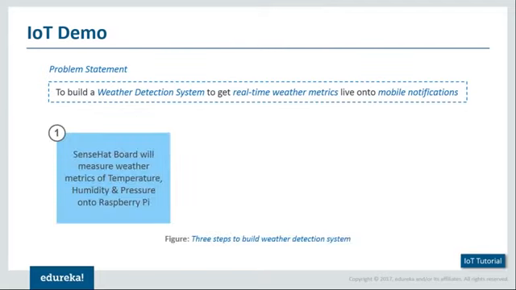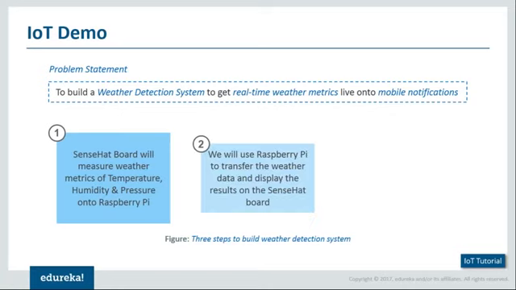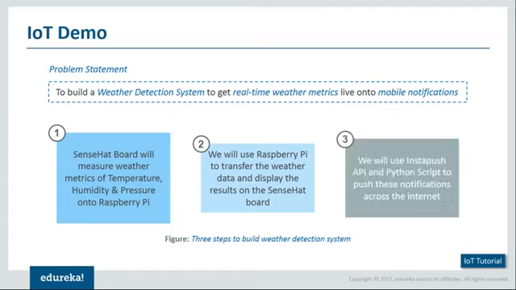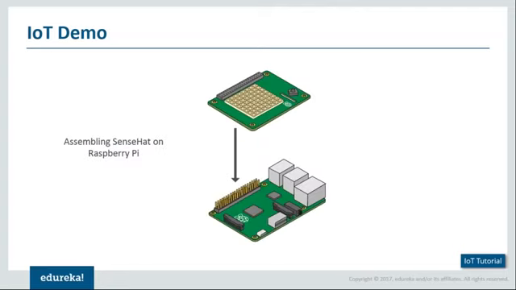For that, we'll first be using the Sense HAT board, which will help us measure various metrics like temperature, humidity and pressure on the Raspberry Pi. Then we'll use the Raspberry Pi to transfer this data and display it on the Sense HAT as well. We'll just be displaying the temperature for now. Finally, we'll be using the Instapush API and a Python program through which we can send this notification across the internet to our mobile application. So let's begin this demo part.